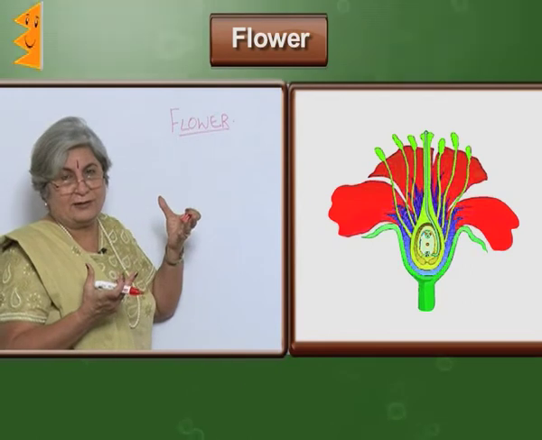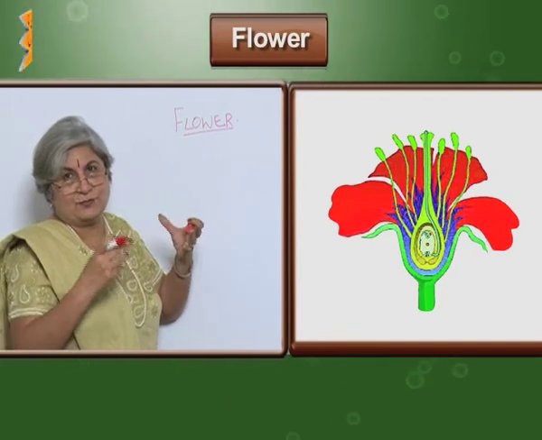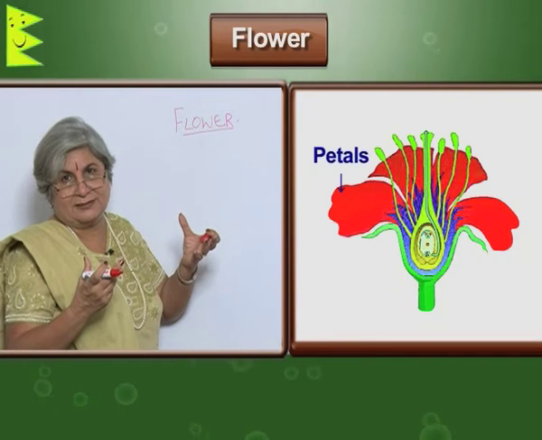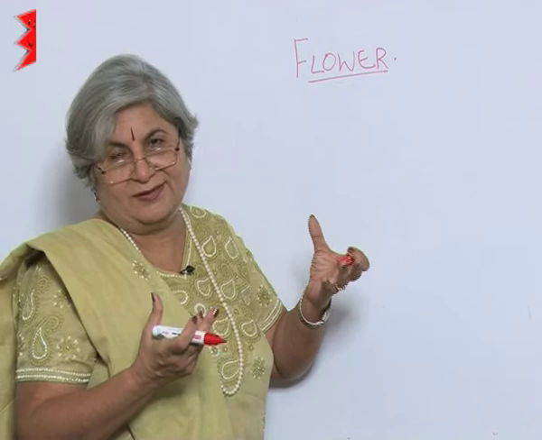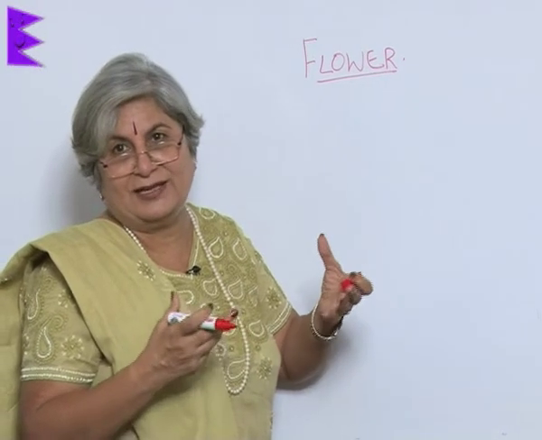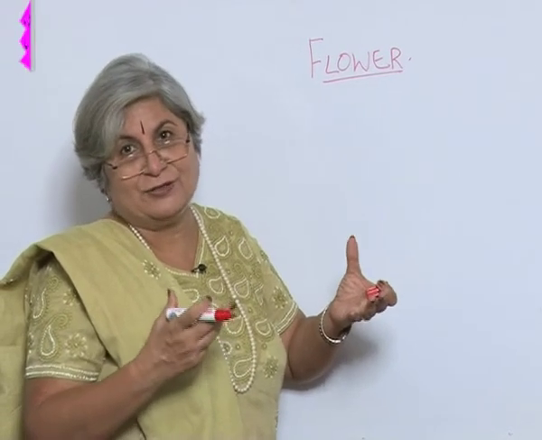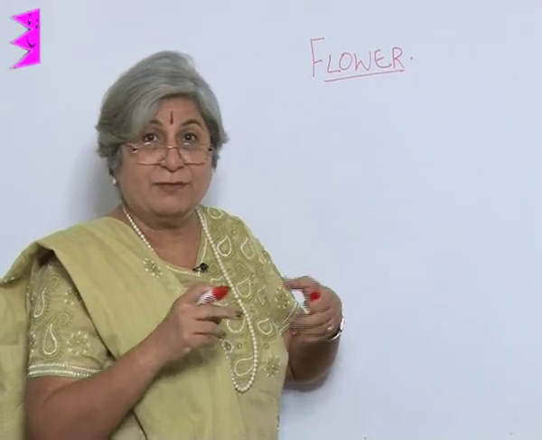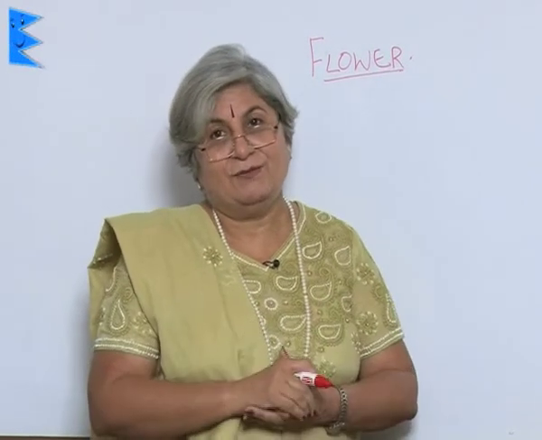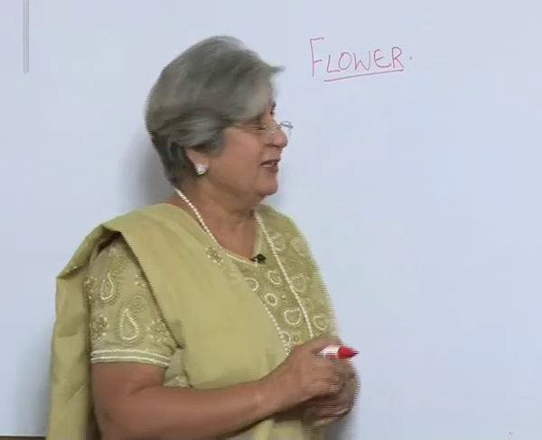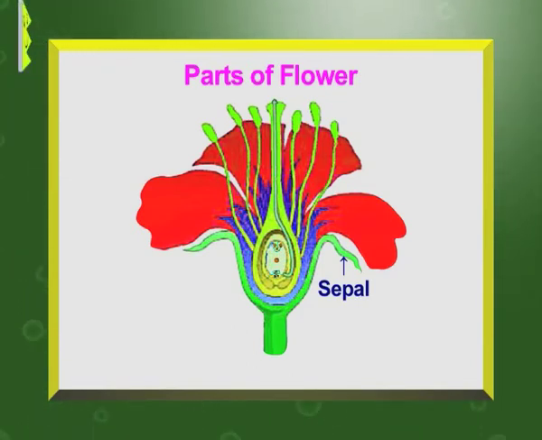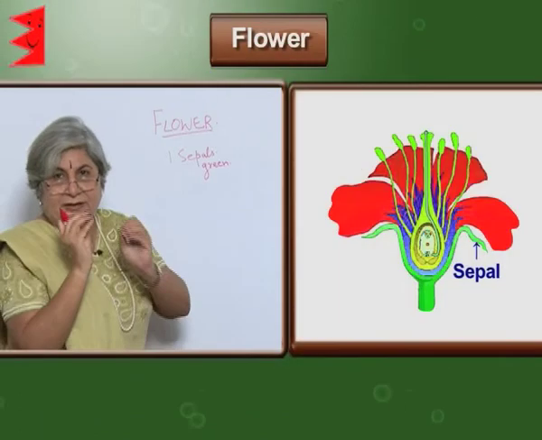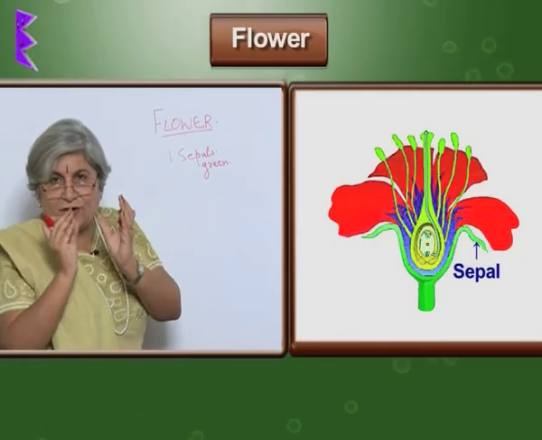When we talk of a flower, we usually talk of its most brightly colored part, the petals. But is a flower only petals? No. Just like life is not only the colorful part, flowers also have many other parts which may not be as glamorous but are very significant. The parts of a flower are sepals, which are generally green, and they protect the flower in bud form, because when the bud is there, the other parts are not fully developed.